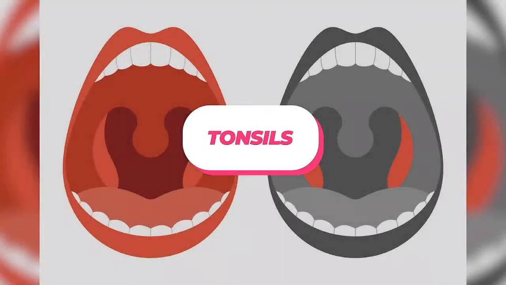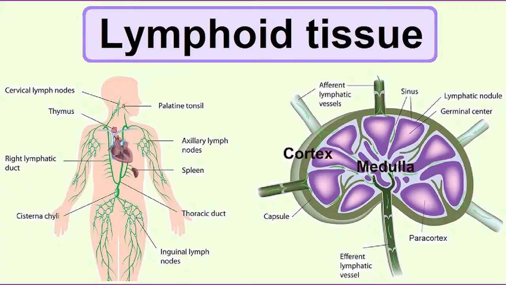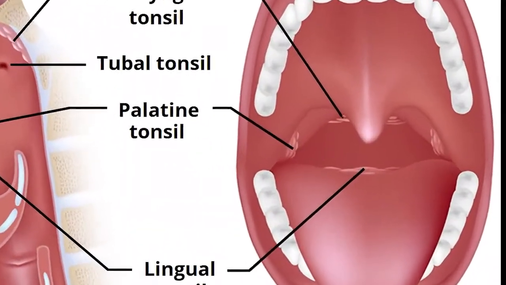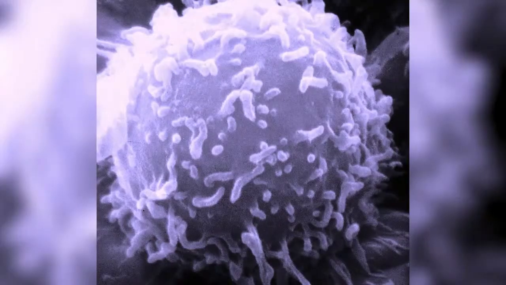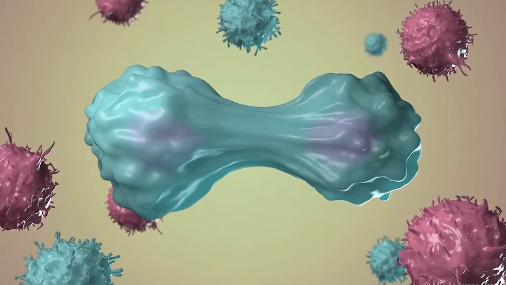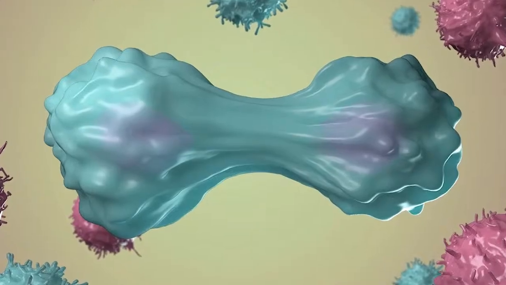Tonsils. The tonsils are clusters of lymphoid tissue located in the back of the throat and help to protect against inhaled foreign substances. Tonsils also produce lymphocytes that help to identify and fight off invading microorganisms.